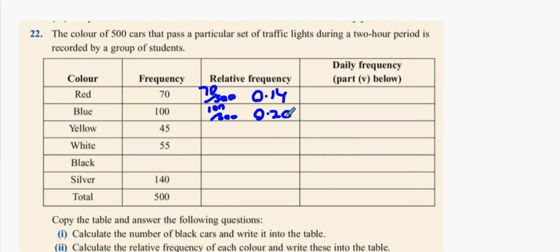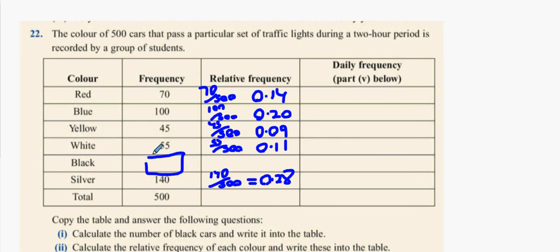Yeah. 45 over 500? 0.09? Yeah. 55? 0.11? 140 over 500? What do you get there? 0.28. And finally, what number goes here?